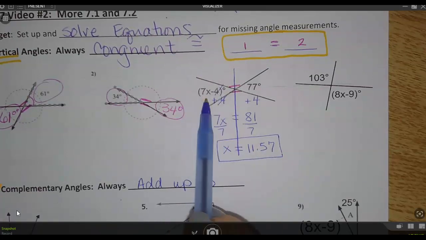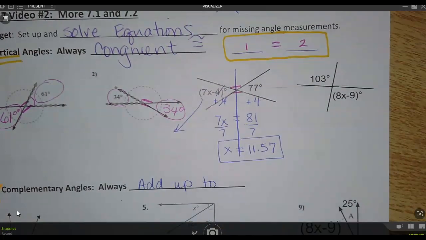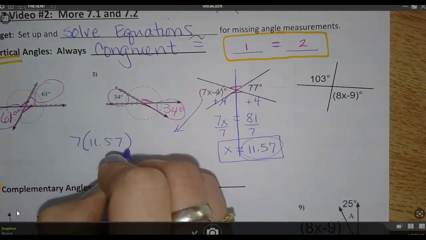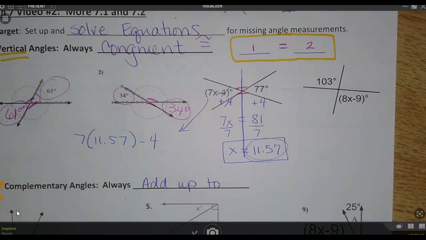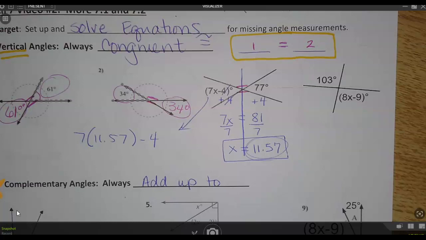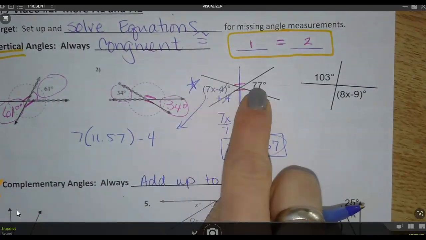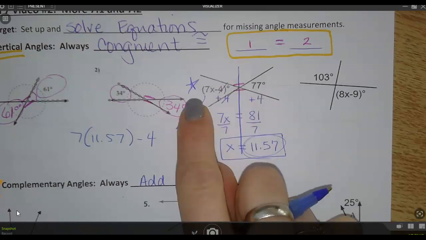We know that it's supposed to equal 77, so let's make sure. So I'm going to come over here and put this in for x. So 7 times 11.57 minus 4, and just type that into my calculator really quick. And I get 77. So I know it works, and I know that angle is 77 degrees, which is always going to be true because those are vertical angles.